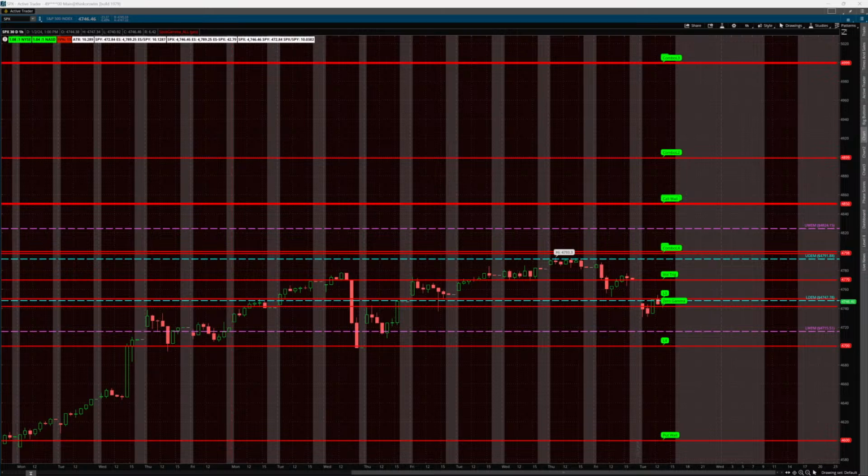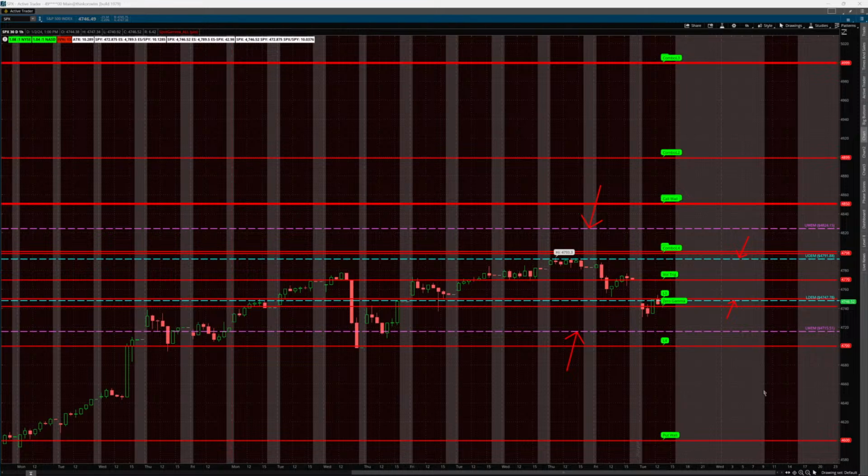All right, so this is the SPX 1-hour chart, and I want to focus on the levels on this chart. First of all, the dashed purple lines are showing the lower and upper weekly expected move. This is based on the options market. This is updated once a week. I update this over the weekend. The dashed blue lines are showing the lower and upper daily expected move.